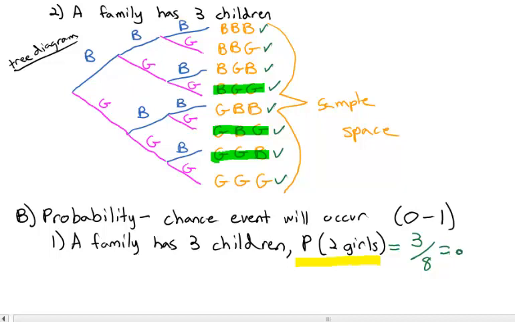This one, we don't have to do any rounding. It's 0.375. Makes it really easy to see how close to 0, how close to 1, where we're at. There's a 0.375 probability that this family of 3 children will have 2 girls.